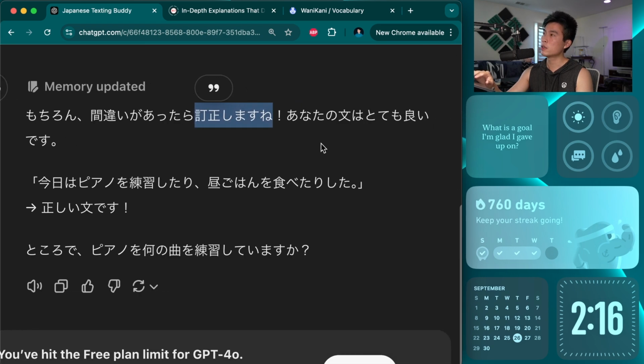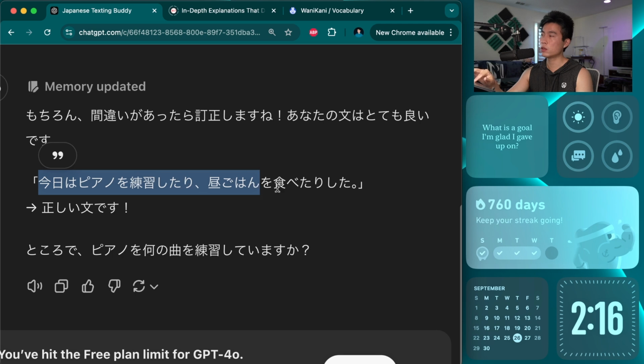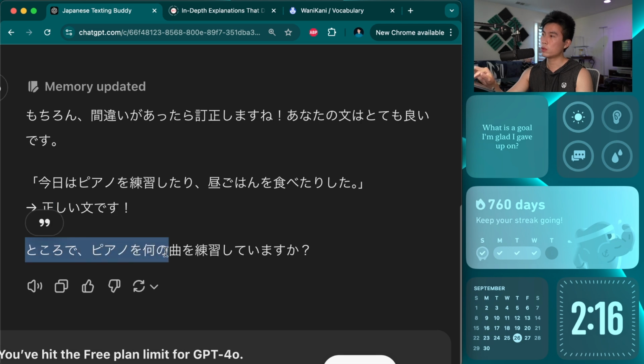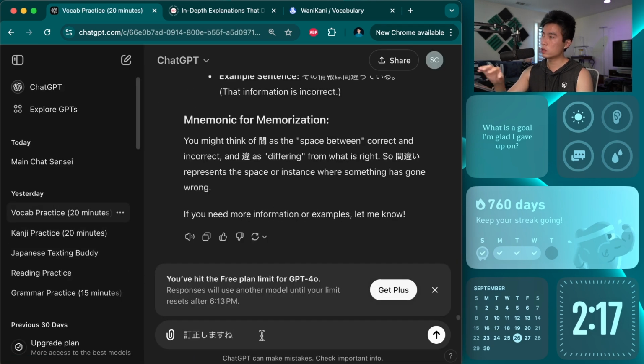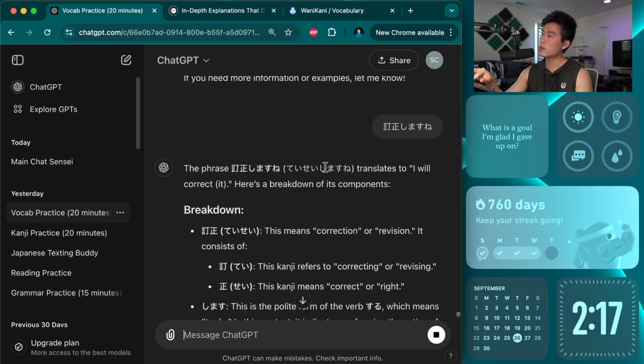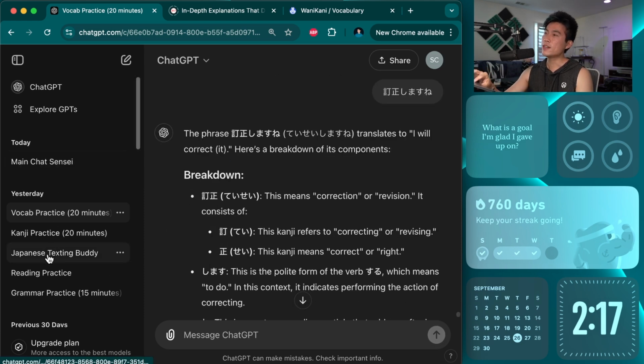something しますね。あなたの字はとてもいいです。今日はピアノを練習したり、昼ご飯を食べたりした。I believe this says 正しい字です。ところで、ピアノ何を, what is this? を練習しています。What am I practicing? Okay, let's see. But let's quickly do this one so that I know. 訂正? What? I will correct it. 訂正しますね。Okay.